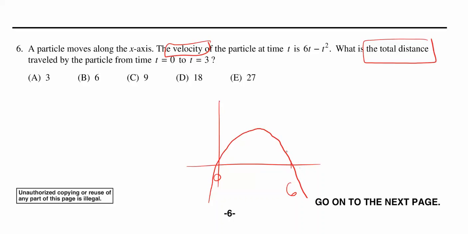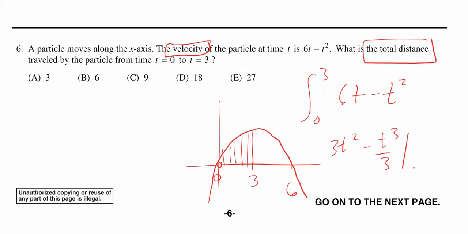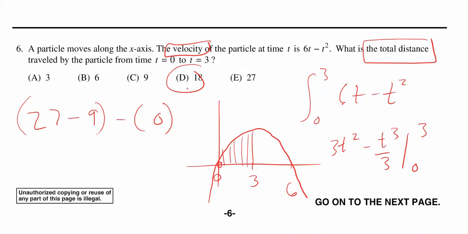So the nice thing about that, if I want to go from time 0 to 3, is I'm not going to need an absolute value. It's just going to be the integral from 0 to 3 of 6t minus t squared, which should be 3t squared minus t cubed over 3 from 0 to 3. And if I put the 3 in, I get 27 minus 9. And if I put the 0 in, I get 0. So it looks like I should have 18.